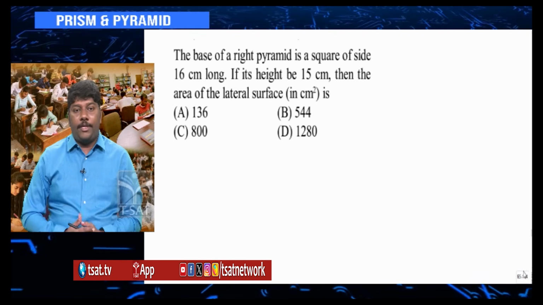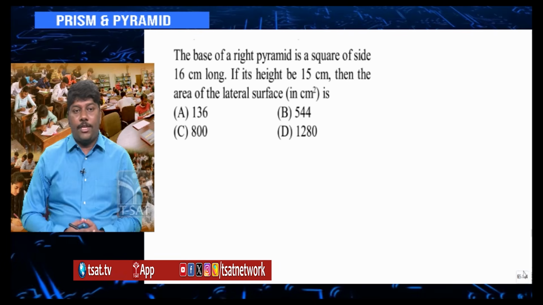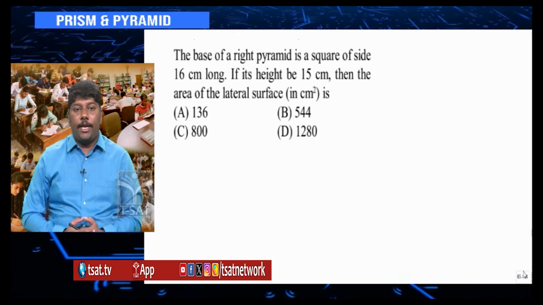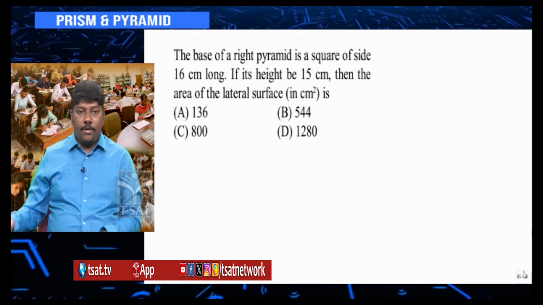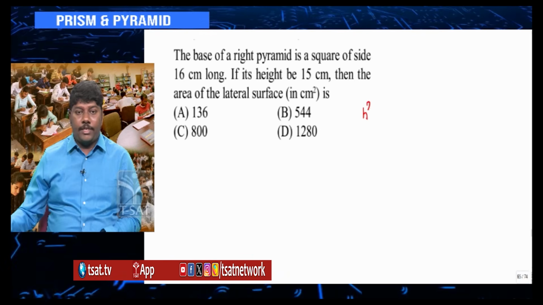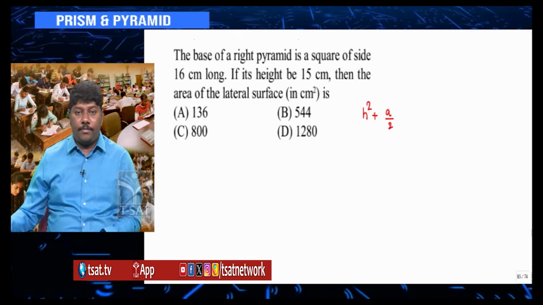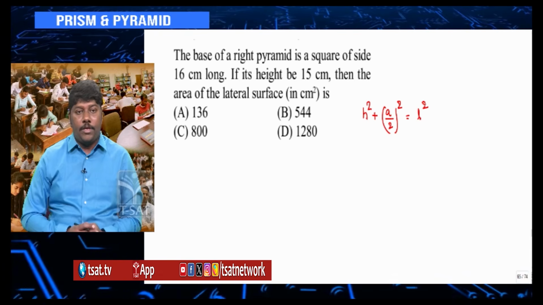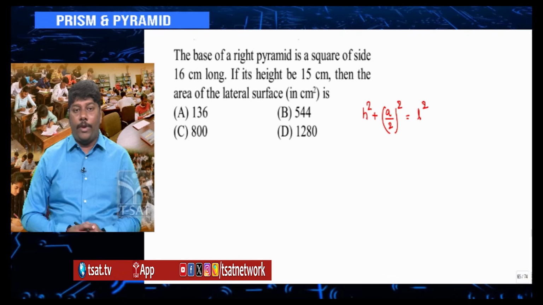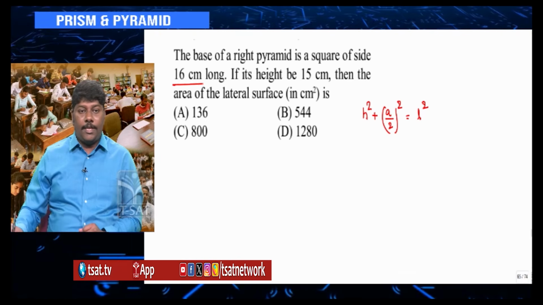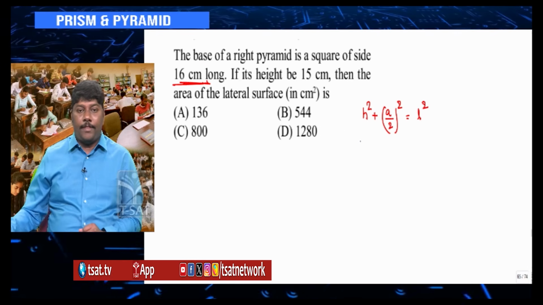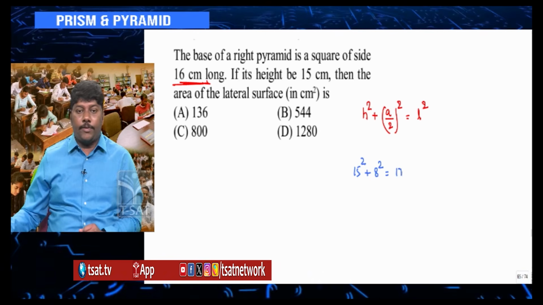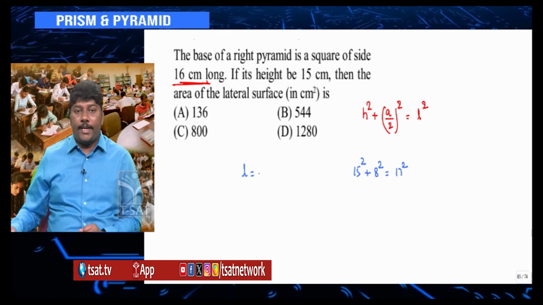The base of the right pyramid is a square of side 16 centimeter long. If its height is 15 centimeter, then the area of the lateral surface? We know height square plus half of the side square is equal to slant height square, because it forms a right angle triangle. The side of the square is 16, the height is 15. 15 square plus half of the side, which is 8 square, is equal to 17 square. So, indirectly he is saying the slant height is 17.